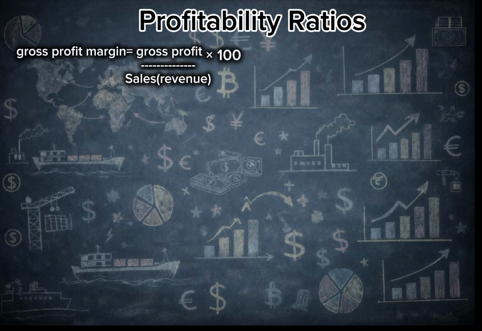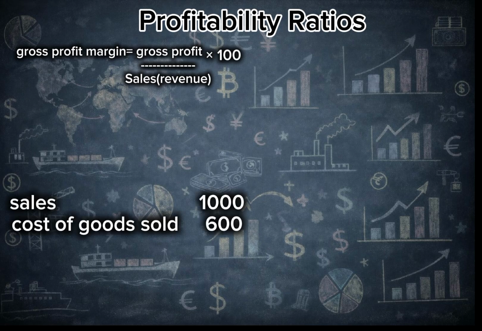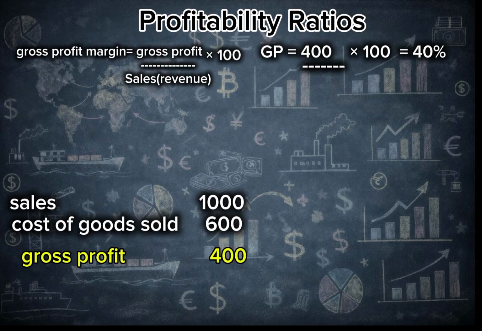So let's create a scenario. Let's assume we sold books for 1,000 naira. However, the cost of purchasing those goods was 600 naira. That means we made a gross profit of what? 400 naira. Therefore, what is our gross profit margin? Our gross profit margin here is 400 naira gross profit over sales 1,000 naira times 100, and this will give you 40%. So our gross profit margin here is what? 40%.